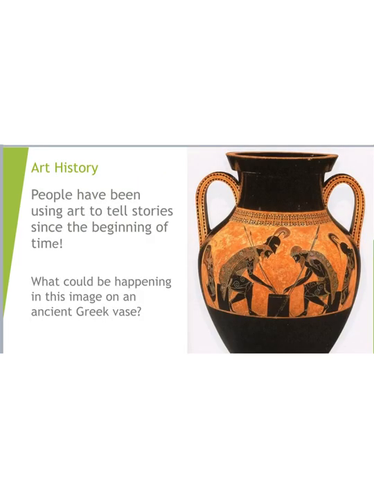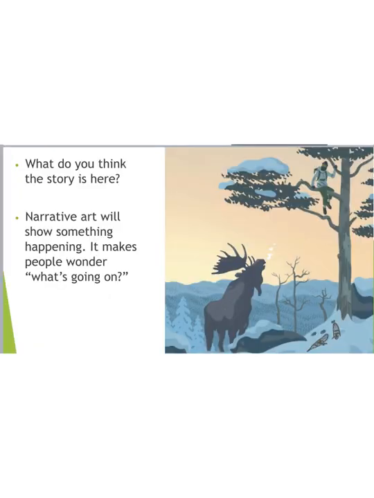Images, drawings, have been around for much longer than language and written words have been. People have been using art to tell stories since the beginning of time. When you look at this image on an ancient Greek vase, you might be thinking to yourself, what could be happening here? You might think one thing, and the person next to you might think that it's the same thing happening, or they could have a completely different idea about what's going on. What do you think the story could be behind this image?